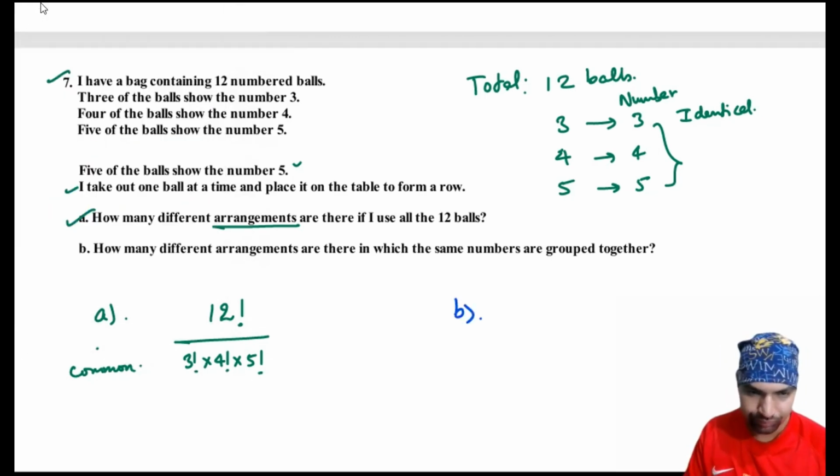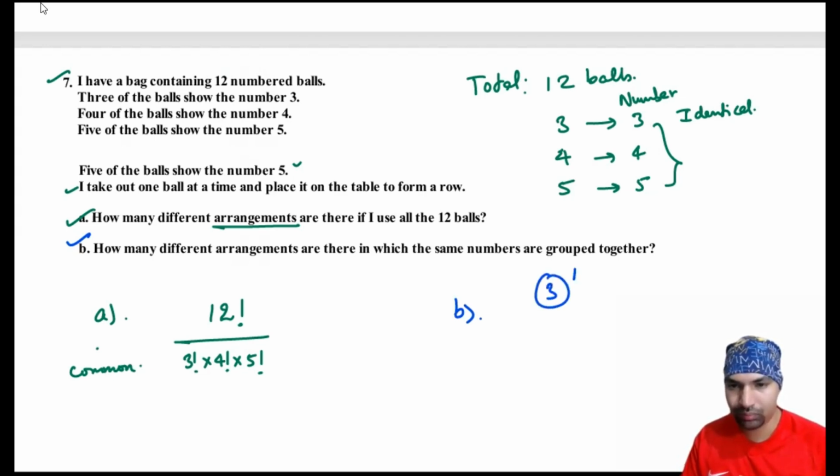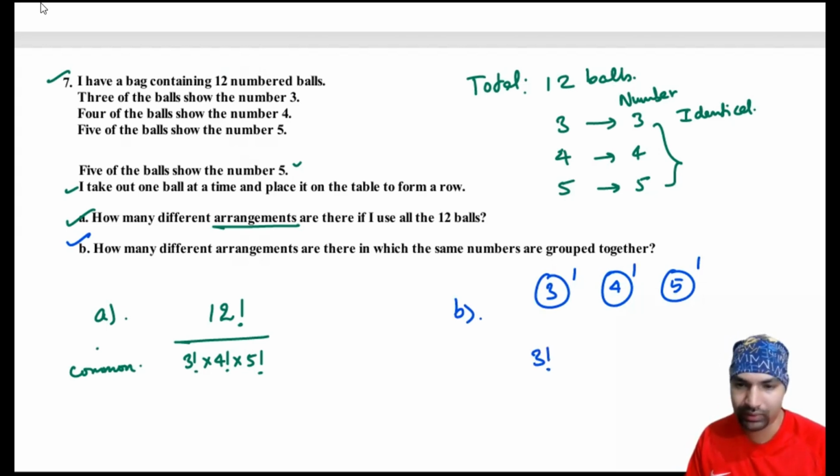Coming on to B. B says how many different arrangements are there in which the same numbers are grouped together. Same numbers grouped together means 3 is grouped together, that's one group, 4 is grouped together, that's one group, and 5 is grouped together, that's one group. So basically there are 3 groups. These 3 groups are different among themselves, so they can be arranged in 3 factorial ways.